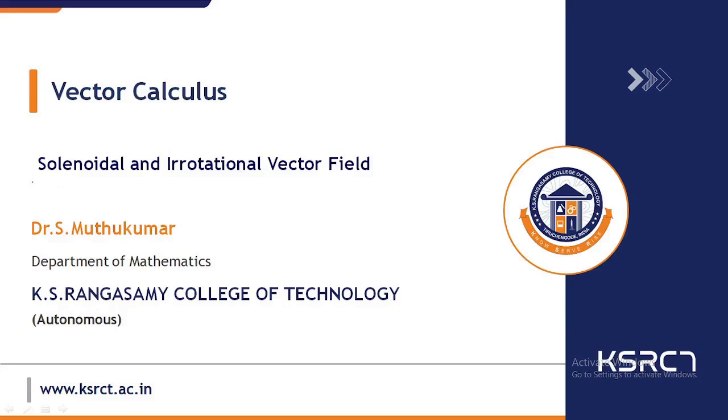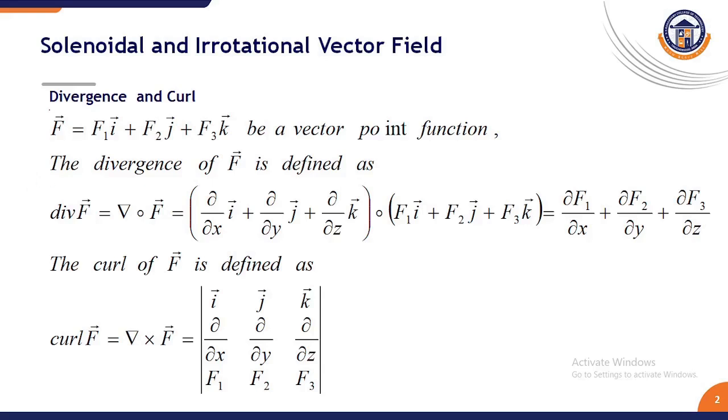In this lecture, I am going to explain about the solenoidal and irrotational vector field. So the definitions for divergence and curl. Let F vector be a vector point function. Here the coefficients of i, j, k are f1, f2 and f3, which are the functions of x, y, z. The divergence of F vector is defined as the dot product of del operator and F vector.